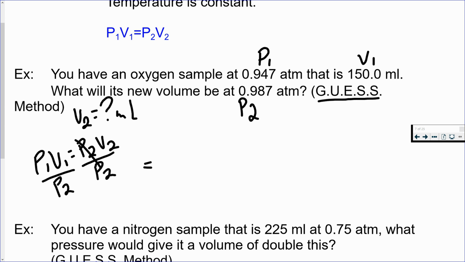And now we're going to substitute in. So we have 0.947 over 0.987, and then also up top, we have our volume of 150.